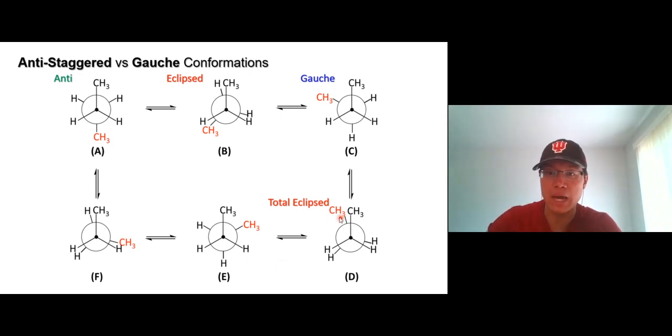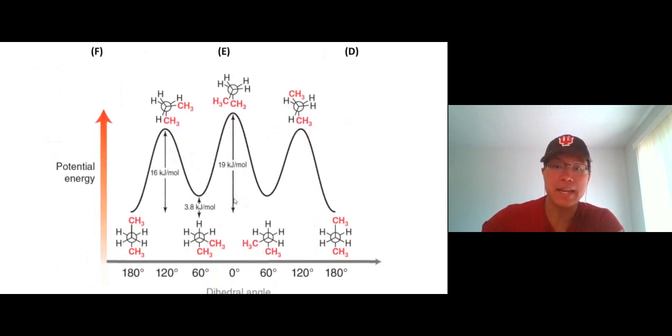And another 60 degrees, go back to gauche. C and E are the same thing, but on different sides. And another 60 degrees, the red methyl group goes down to this hydrogen. You get F, which is just like B, but flipped to the other side. Another 60 degrees, go back to A.